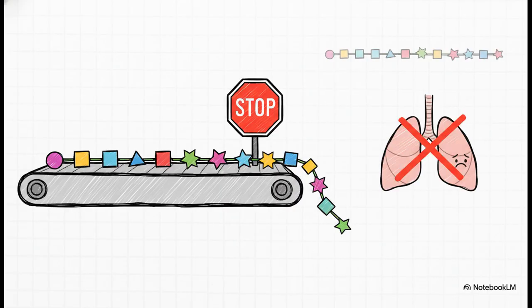A nonsense mutation is even more dramatic. It's like putting a period in the middle of a sentence. A single letter change creates a premature stop signal, so the protein-making factory just grinds to a halt. It spits out a short, chopped up, totally useless protein. And that's the problem in many cases of cystic fibrosis.